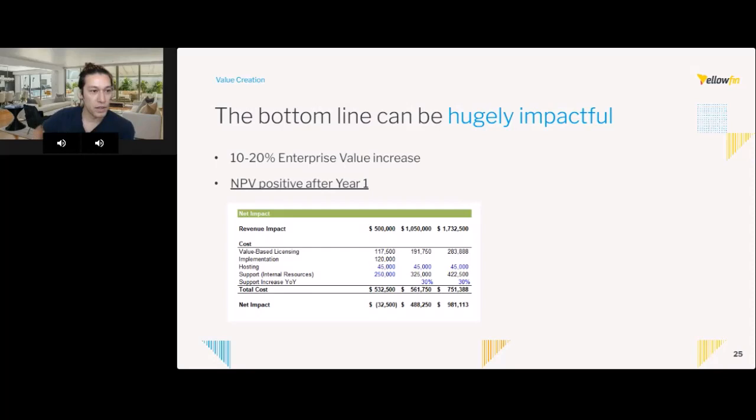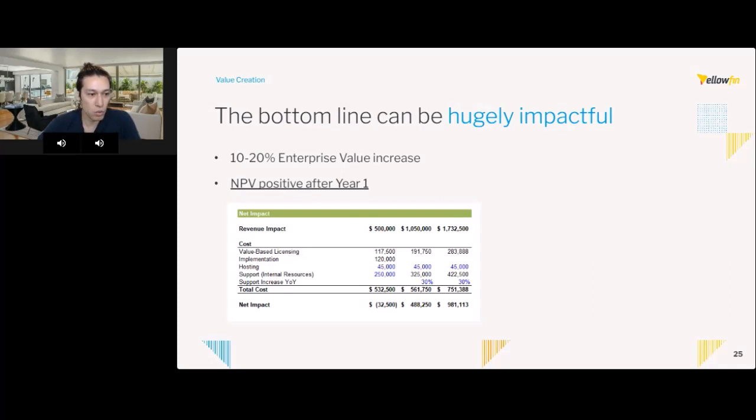So finally, the bottom line. This is the same example as that software vendor, as you can see here. Revenue impact, $500,000 year one, 1 million year two, 1.7 million year three. But how does that really impact the bottom line? In this example, with the value-based pricing, first year costs were around $117,000. If they had used a traditional pricing model, that would be $275,000. So almost $150,000 higher in the first year than this value-based pricing model.